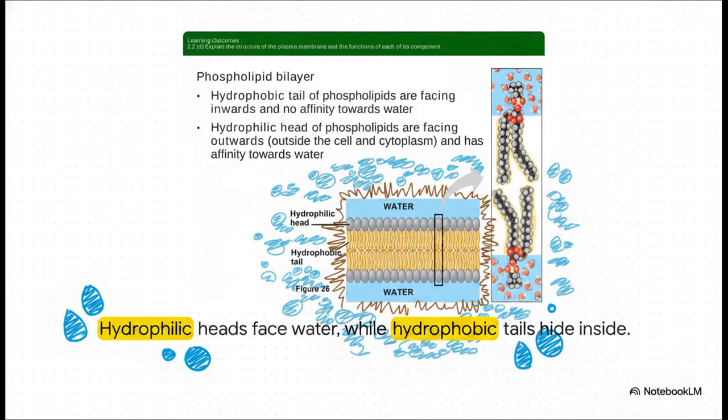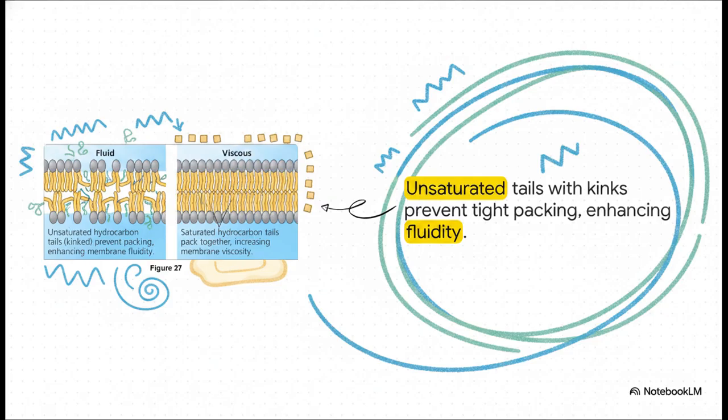They have hydrophilic or water-loving heads that point outward toward the watery environment outside the cell and the watery cytoplasm inside. Meanwhile, their hydrophobic or water-fearing tails point inward, completely hiding from the water, creating a secure, nonpolar interior core. This spontaneous arrangement is exactly what forms the continuous boundary of every single cell. Let's see how this structure builds into that fluid nature we discussed.